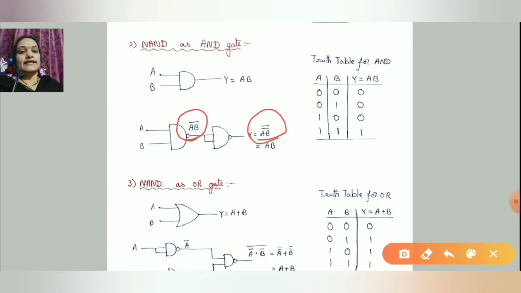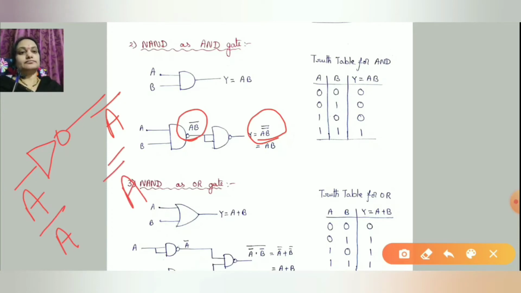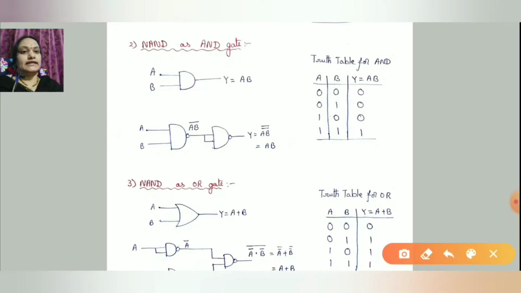Why? In case of a NOT gate, if you give A as input, you will get A bar. And if you give A bar as the input, then we will get A double bar. Like that, here the AB whole complement is the input, so the output is AB double bar.